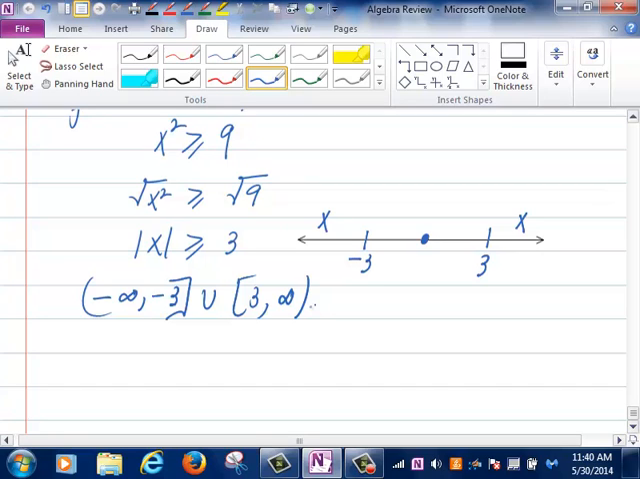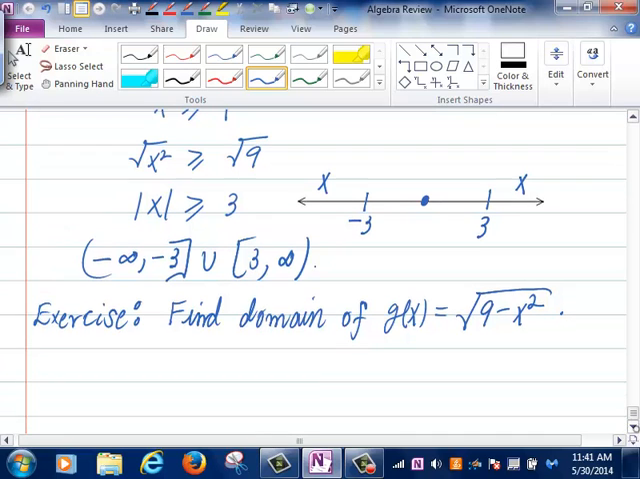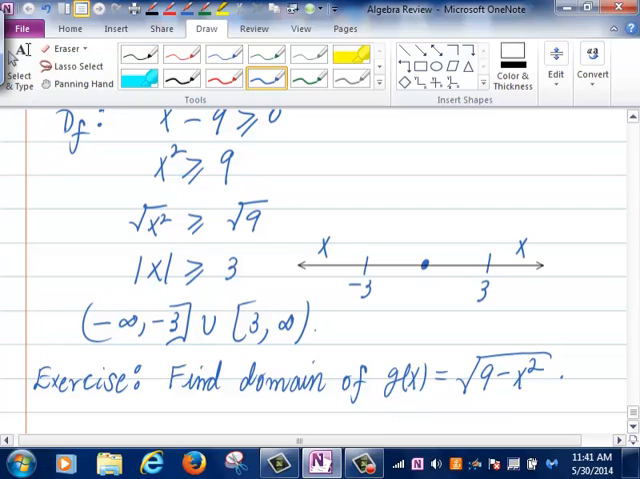Everybody okay? All right, so now I'm going to leave it for you as an exercise. Come up with the domain of the function g of x, which is given by the root of 9 minus x squared. You might be able to guess what that answer is, but you should go through the steps the way I did and see what you get. Okay. So see if you can do that exercise on your own, to make sure that you can go over the same steps that I did.